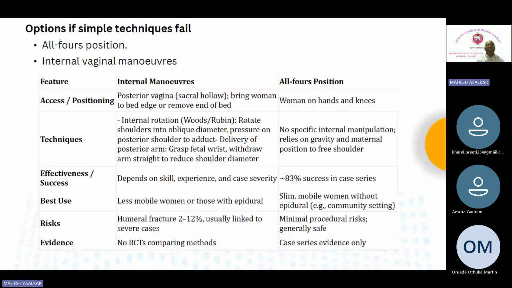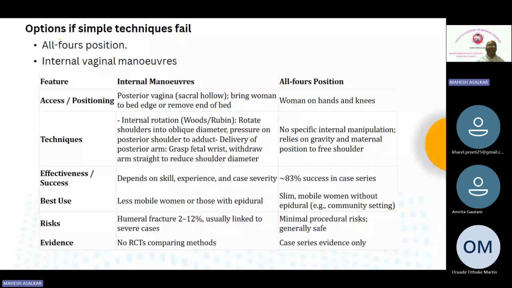Okay, now if these two maneuvers, that is McRoberts and Rubin 1, have failed, then what we have is a second line. In second line we have one, all four positions, and second is an internal vaginal maneuver. So what you can do is all four position.